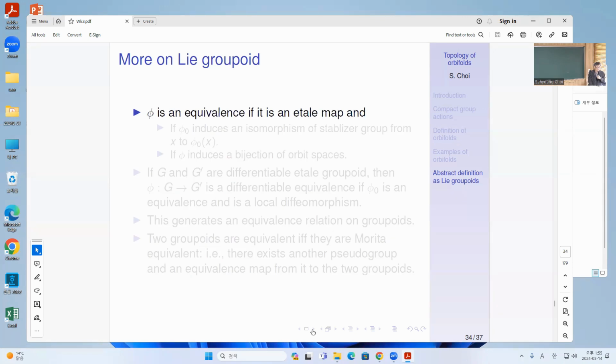So phi is, say, a Lie groupoid homomorphism. Then it's an étale map. Étale map means that it's a local homeomorphism between G1 and the target G1, and the zero-dimensional objects, and then the dimensional map. So it just means a local homeomorphism. And it induces an isomorphism of stabilizer groups from X to phi0(X). And then also it induces a bijection of the orbit spaces.